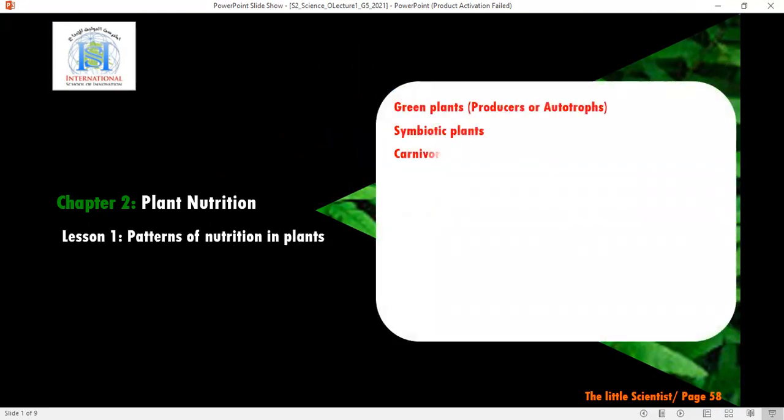Green plants go through the food making process called photosynthesis to produce their own food. So green plants can live by themselves and they don't need other organisms' help. Symbiotic plants are plants that need help. So they go through symbiotic relationships such as mutualism, commensalism, and parasitism with other organisms.